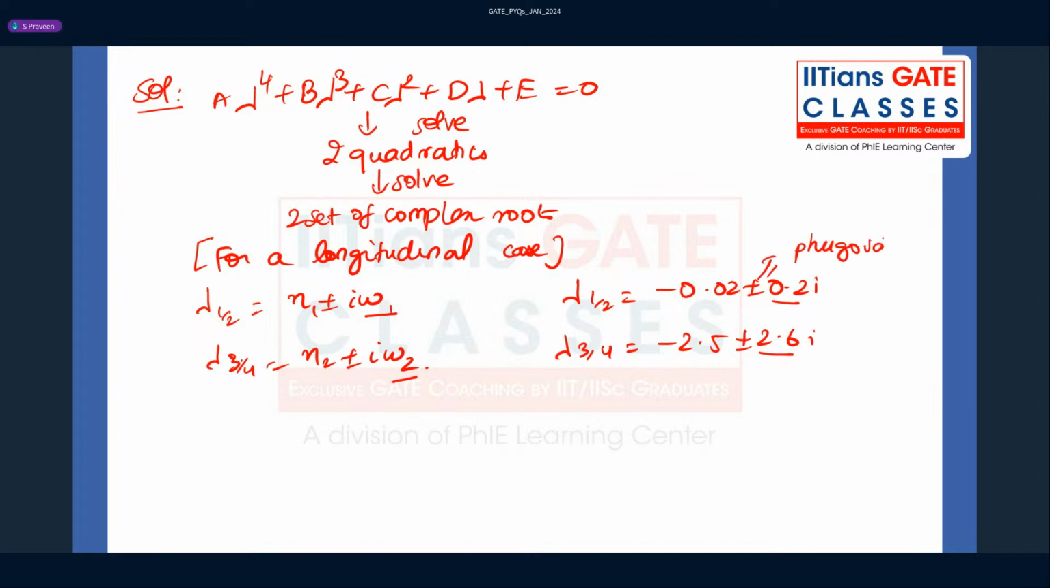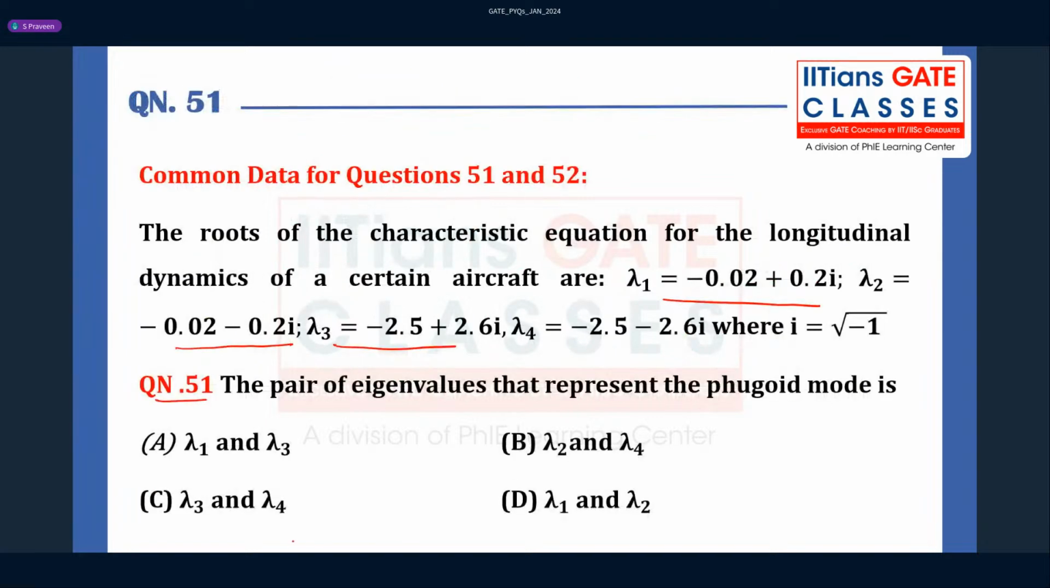So mind you, in Phugoid mode, it takes a lot of time, so which means the angular frequency has to come down. Short period is basically happening in a short period, so which means the angular frequency has to be higher. So this is my short period. So they asked for Phugoid, so our answer is my option D, which is lambda one, lambda two.